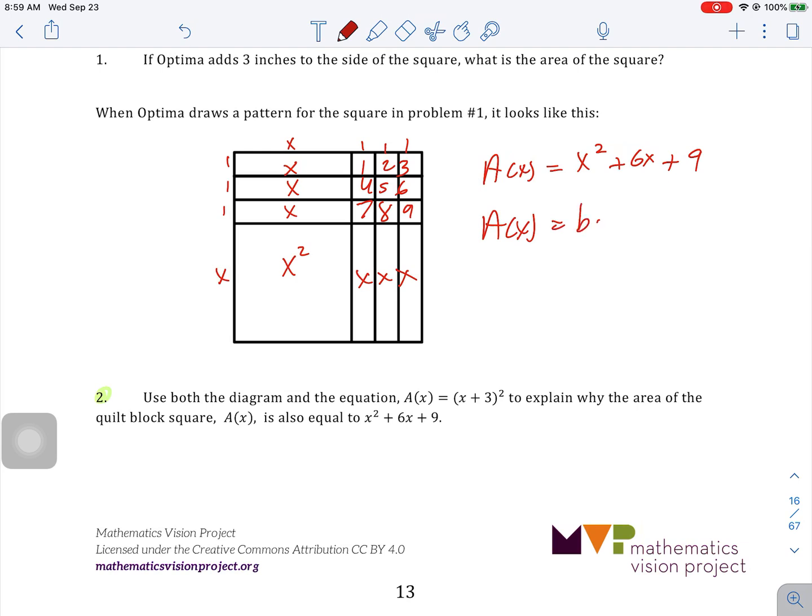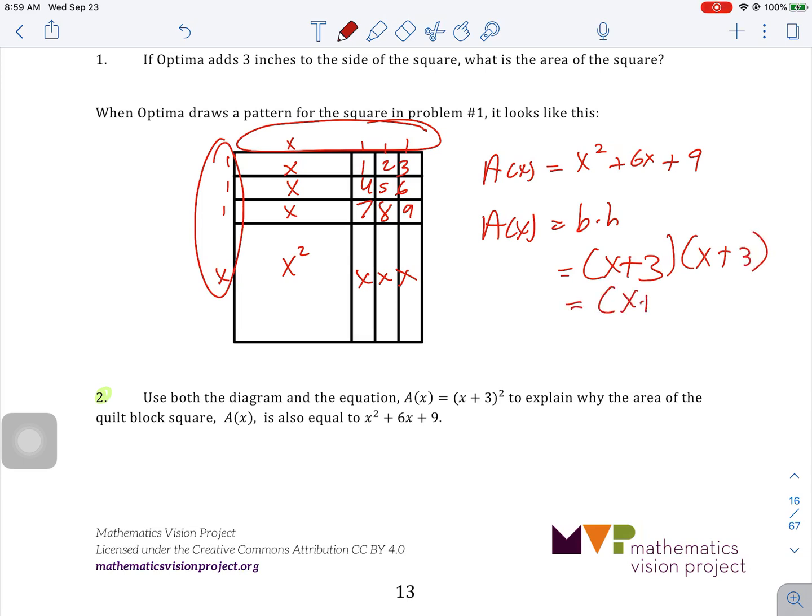The other way to do area is base times height. And if we look at the base and the height, we can see that both of these are x plus 3. And that is a perfect square. You can also write it x plus 3 squared. Perfect square.